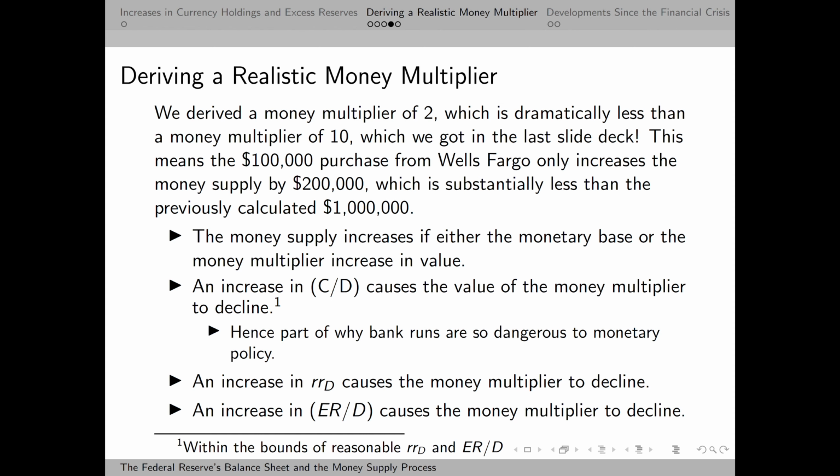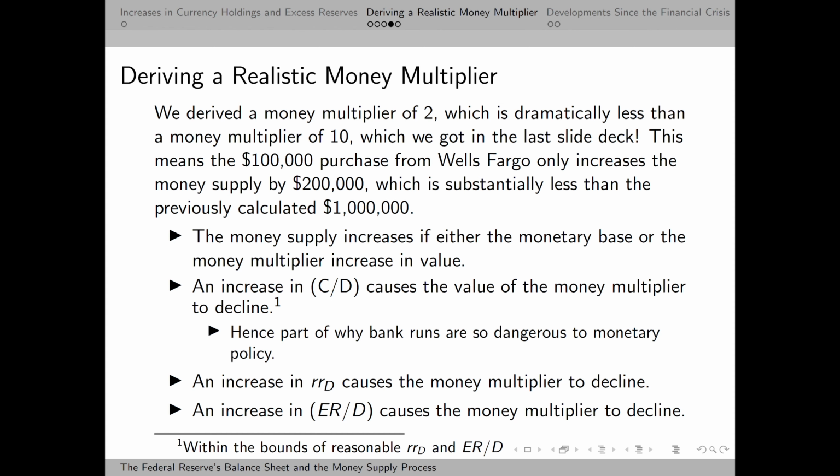Now, note a couple stylistic facts. Let's do a couple simple comparative statics. The money supply will always increase if either the monetary base or the money multiplier increase in value, which stylistically makes sense, right?